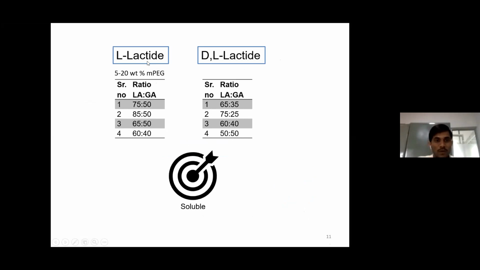Then we have observed when we use L-lactide and the ratio of lactide is 75, 85, 65, and 60, whereas the remaining percentage is for glycolide. And for DL-lactide, when the ratio is 50-50, which is the most used polymer in drug delivery application, then lactide, that is DL-lactide, is 60, 75, and 65, and the remaining percentage is glycolide. In this case, we have observed these polymers are soluble.